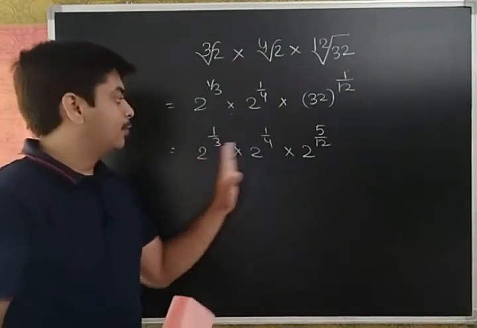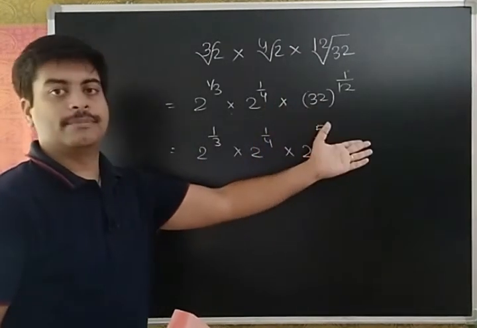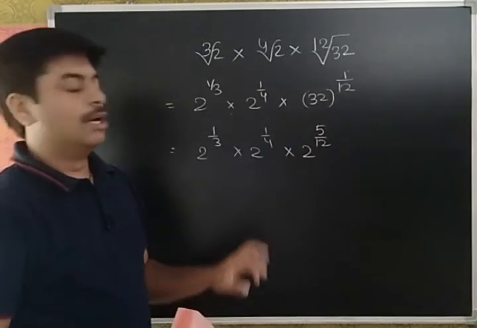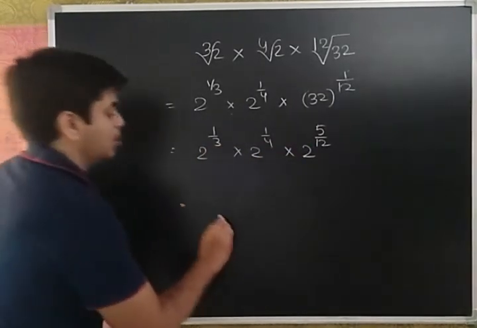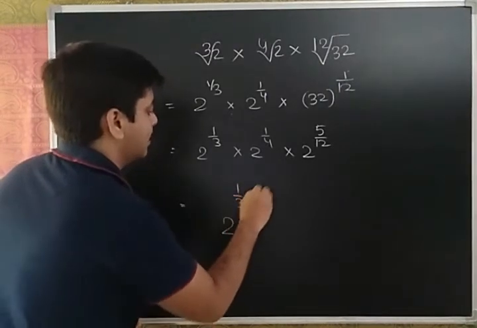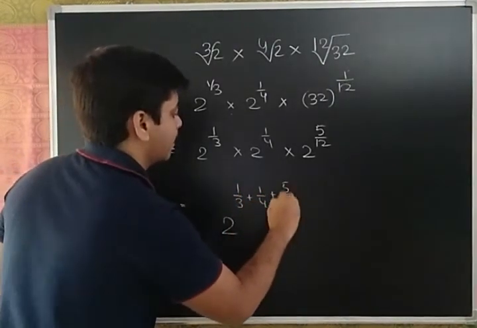A power m into a power n into a power q, or whatever it is. So you just need to add all the exponents. So it is 2 power 1 by 3 plus 1 by 4 plus 5 by 12.